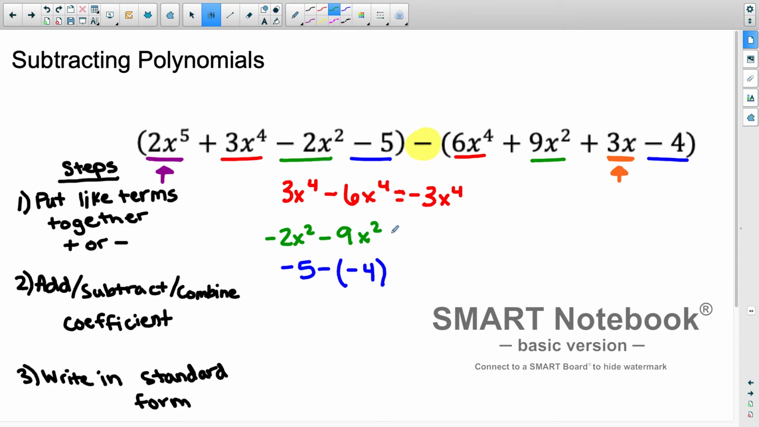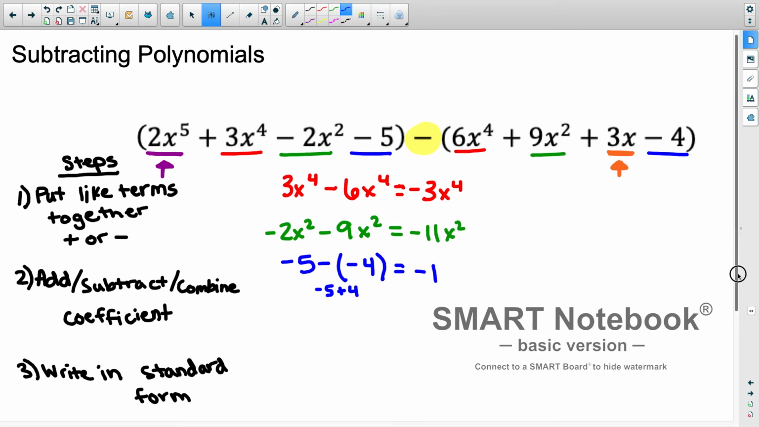For the green, we have negative 2x squared minus 9x squared. So we're going to do negative 2 minus 9. So this tells us to start at negative 2, go backwards 9 more. So we're going to end up at negative 11x squared. And then for that last one, remember when we're subtracting a negative, that actually tells us we could write it as negative 5 plus 4. So if we start at negative 5, go 4 towards 0, we'd end up at negative 1.